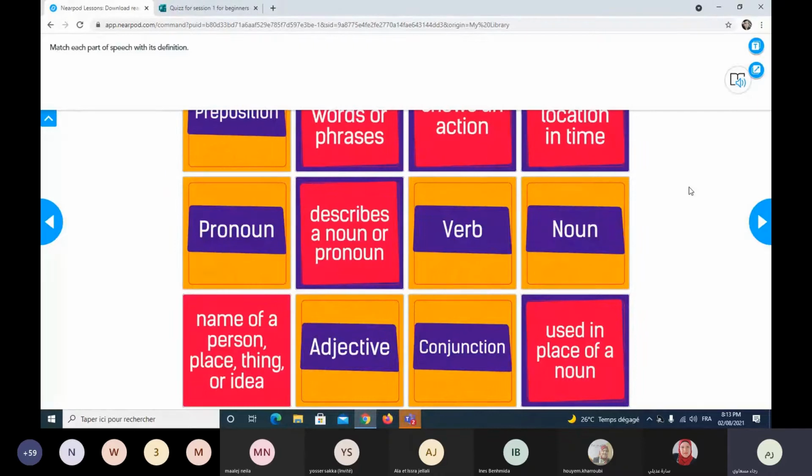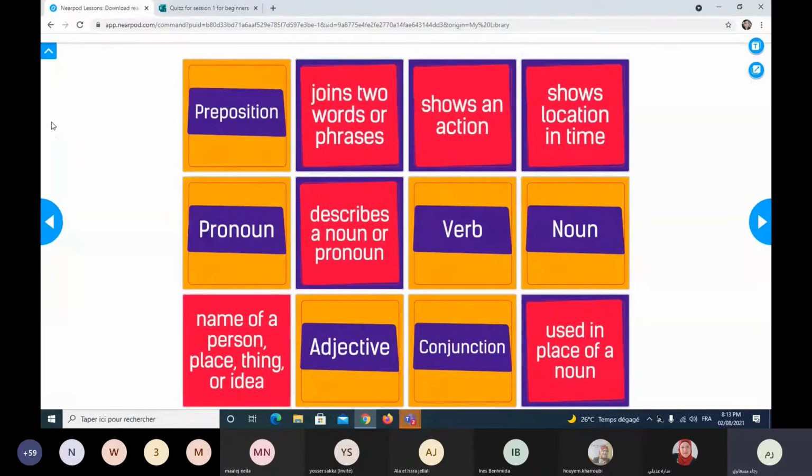So I repeat the question. Match each part of speech with its definition. So I read if you want to help you. You have preposition, okay? Joins two words or phrases. Shows an action. Shows location in time. Pronoun describes a noun or pronoun, verb, noun, name of a person, place, thing, or idea, adjective, conjunction, used in a place of a noun.